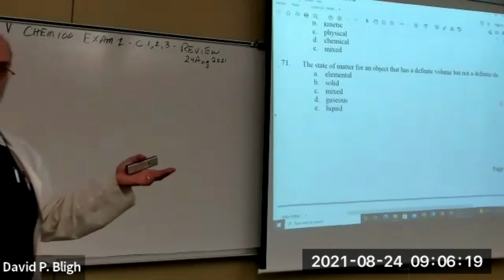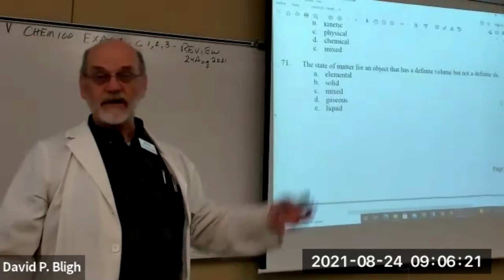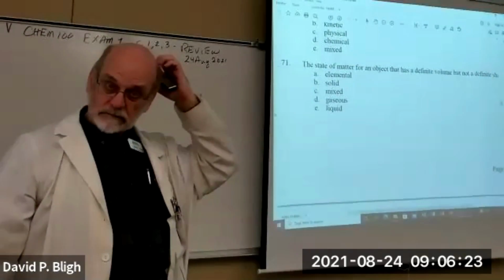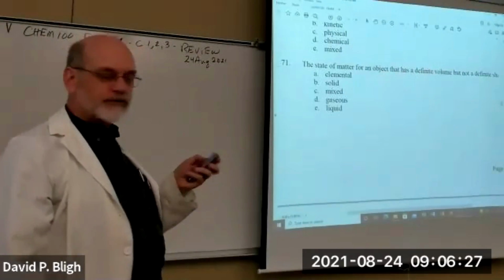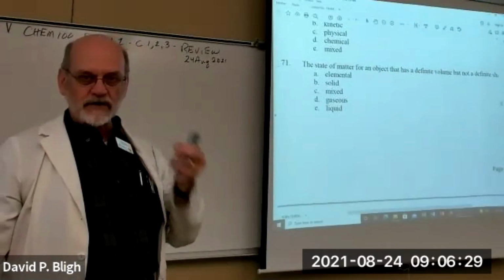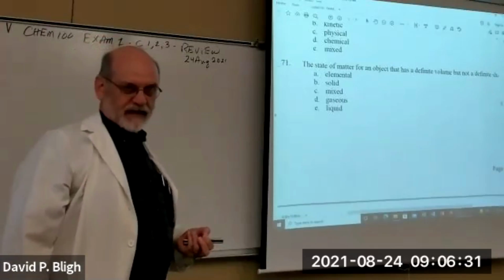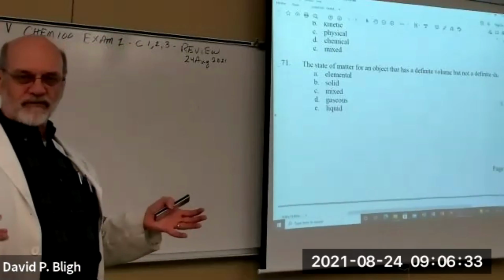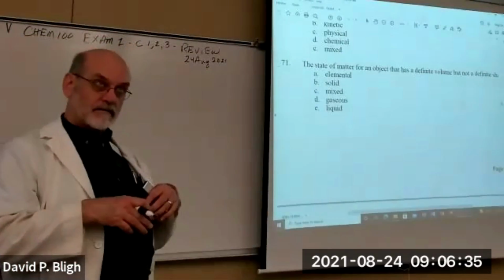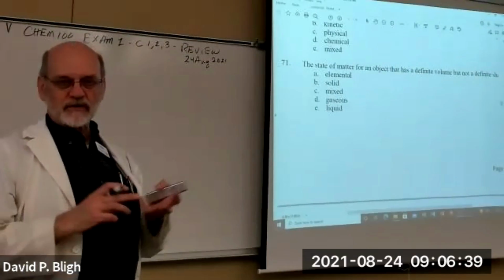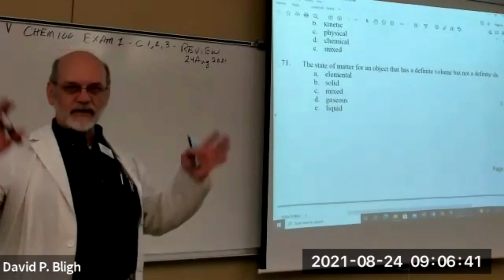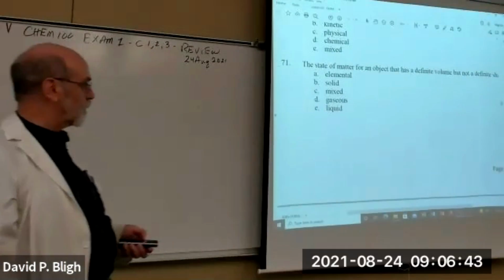Now, that could be a pure substance or it could be a mixture. Right? Doesn't matter. This only references those two characteristics, volume and shape. And it applies to any form of matter or any type of matter, whether it's pure substance or a mixture, compound, element, doesn't matter. It refers to any of them.